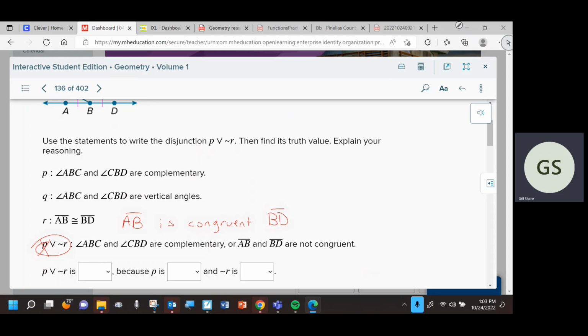So that statement is that AB is not congruent to BD. Is that true or false? It's false, right? Because they told us they are congruent. Oh, I'm sorry, it didn't tell us, but in the picture, they are congruent. So if that is not true, is the overall statement true or false? The or statement, the compound statement. Yeah, they're both false, so the overall statement is false. That's the only way the overall statement is false in an or statement. They have to both be false.